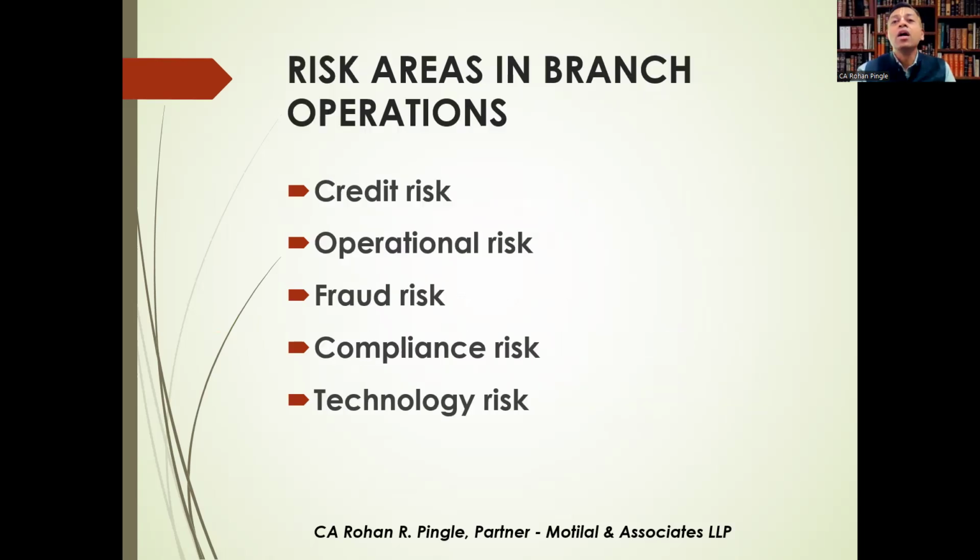Let's understand risk areas in branch operations. Concurrent auditors must constantly evaluate the process versus policy gap, CBS versus manual records, override culture, and control circumvention. So a bank branch is a risk hub, not just a transaction center. Very important to note: a bank branch is a risk hub, not just a transaction center.